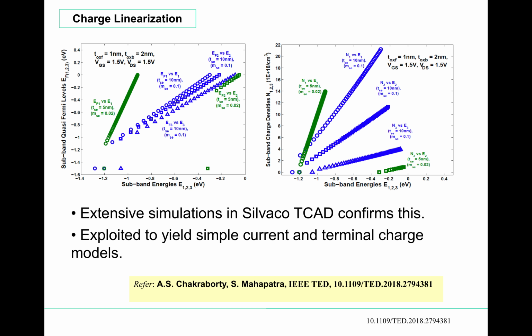We just change the variable from quasi-Fermi level to subband eigenvalue, and we ultimately obtain a very nice compact quadratic relationship of current versus source and drain charge densities, which one can see in detail in our paper, along with how we derived the whole relationship.